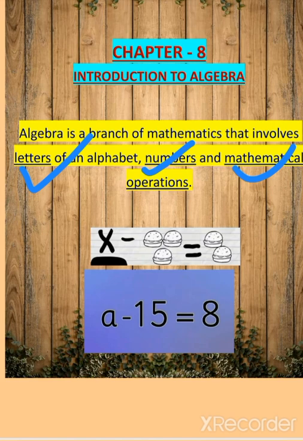You can see these expressions here. X minus 3 is equal to 2, so we are supposed to calculate the value of x here. A minus 15 equals 8. That means here we have to deal with letters of alphabets, numbers as well as mathematical operations, in which one unknown variable is there and we have to calculate it using the given values.